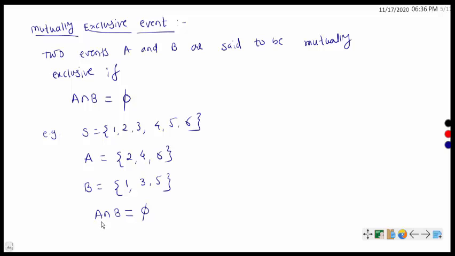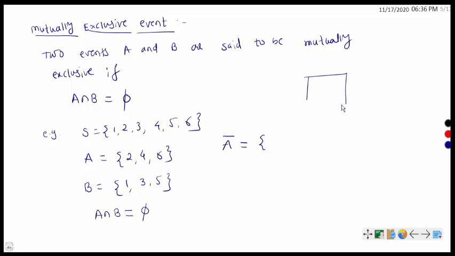Therefore, A intersection B is empty means what? A and B are mutually exclusive events. Then here S is equal to 1, 2, 3, 4, 5, 6. What is A bar? A bar is B here. A bar means A does not happen, that is, we will not get an even number on the uppermost face of the die. So A bar is what?